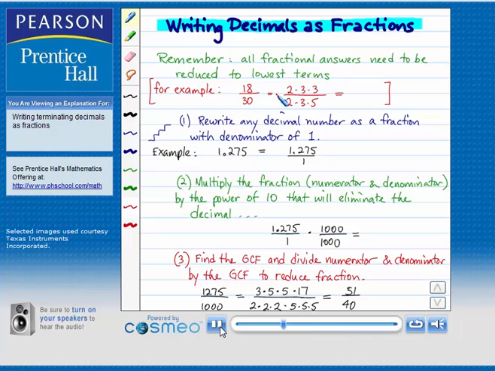18 has prime factors of 2 times 3 times 3. 9 times 2 is 18, but 9 is 3 times 3. 30 is 2 times 3 times 5. 15 times 2 is 30. 2, 3, and 5 are prime numbers.